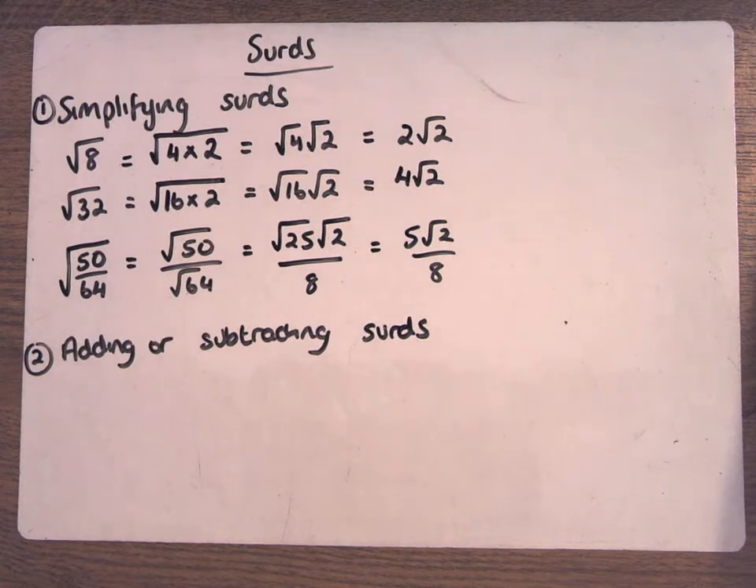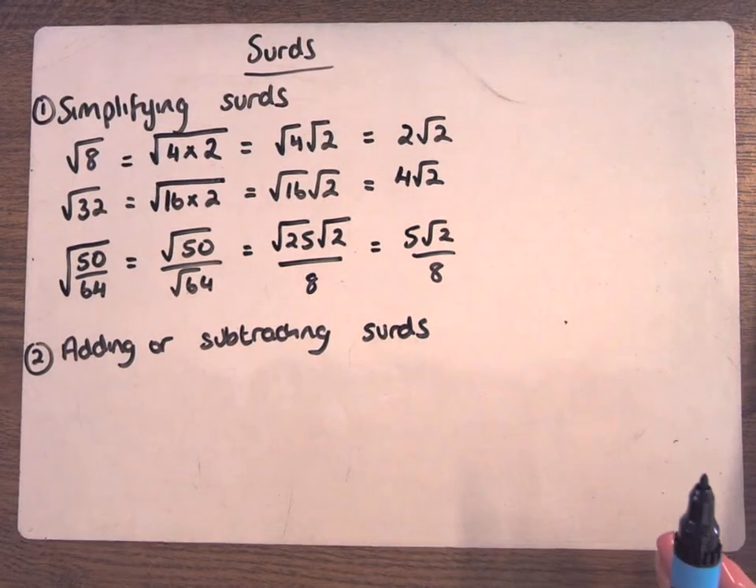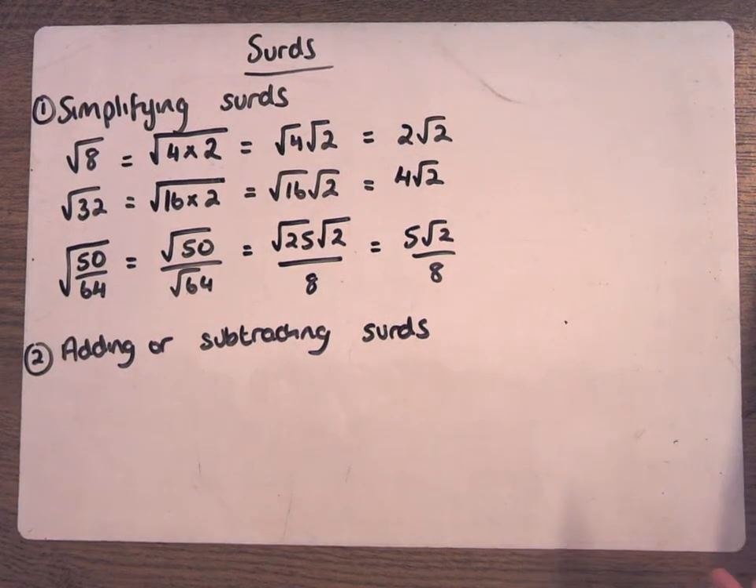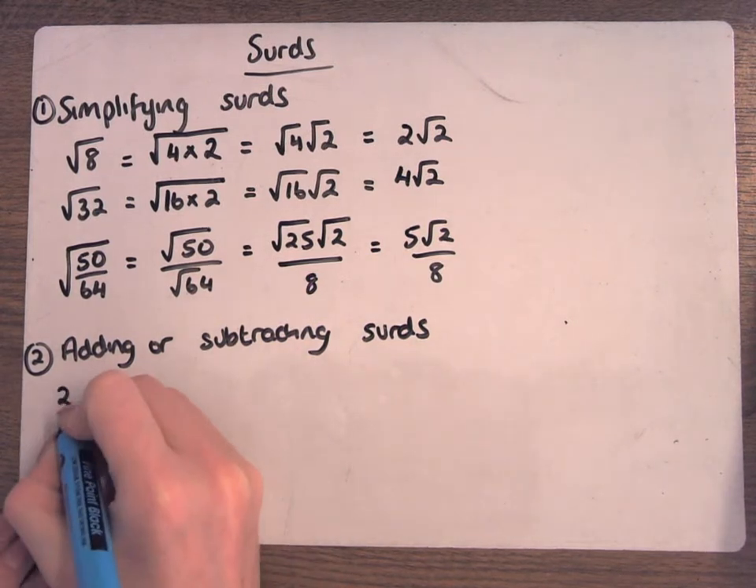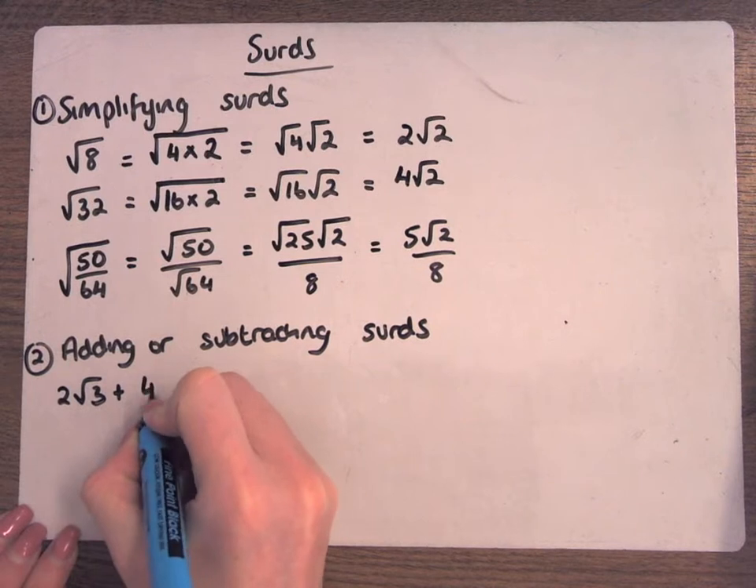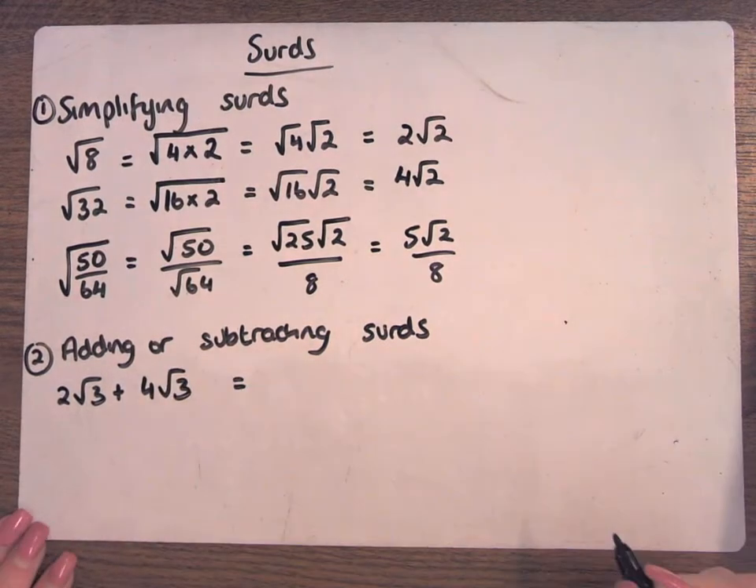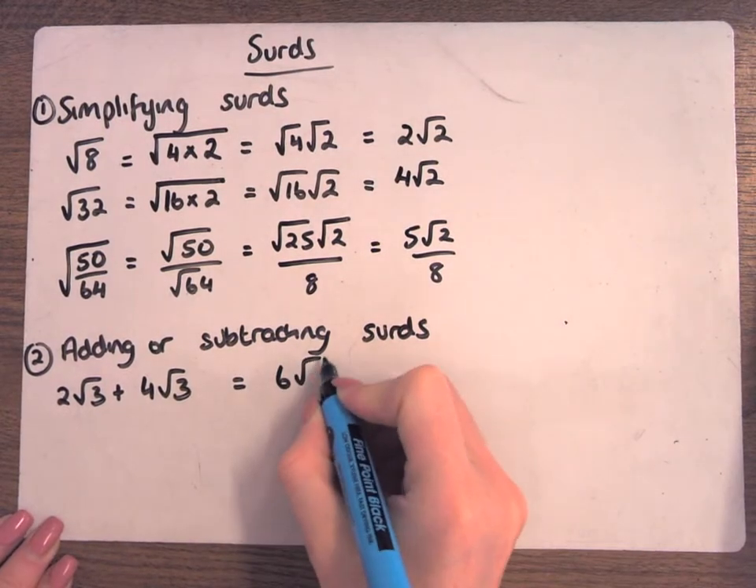Adding or subtracting surds. Square root 2 plus square root 3. You can't do anything to that. Okay? You can only add and subtract surds if they have the same square root. So square root of 2, square root of 2. Okay? So 2 root 3 plus 4 root 3 is what? 6 root 3. Yep.